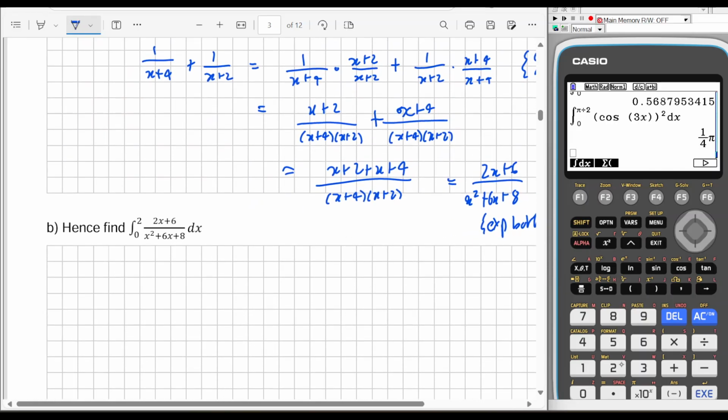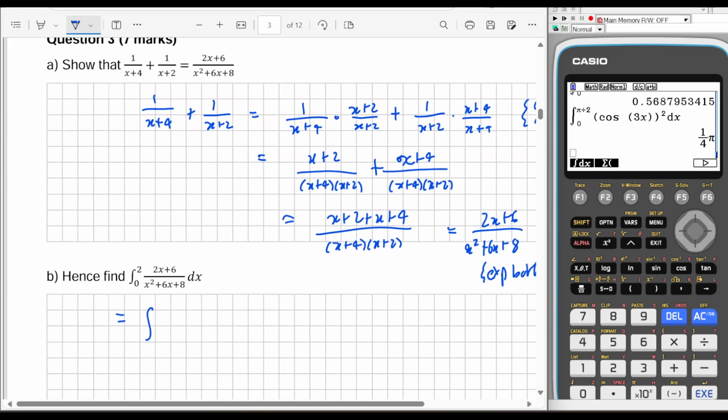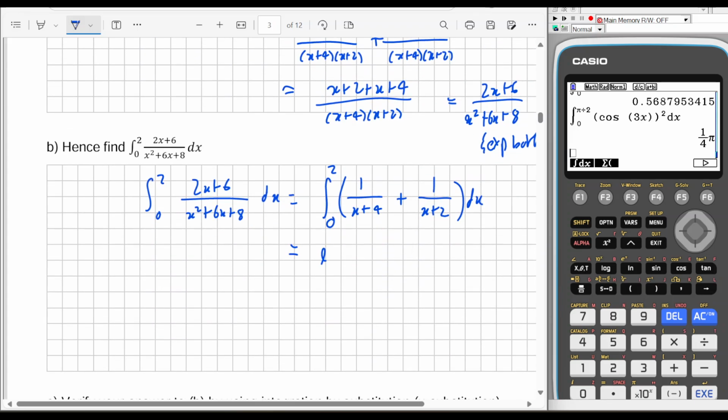So this is the integral of, well, we can split up the fractions. So I might actually just write it formally. So 0 to 2 of 2x plus 6 over that thing. This just directly is that thing. So we can split it up into the two. So this is the integral of 1 over x plus 4 and 1 over x plus 2 dx from 0 to 2. So this is log of x plus 4 plus log of x plus 2. And we need to integrate that from 0 to 2.